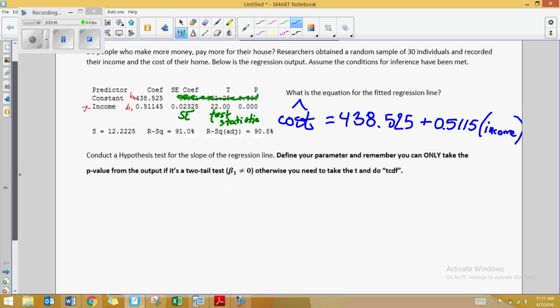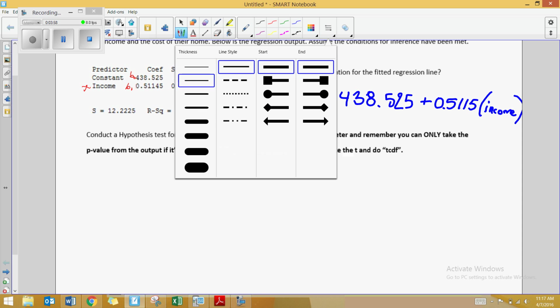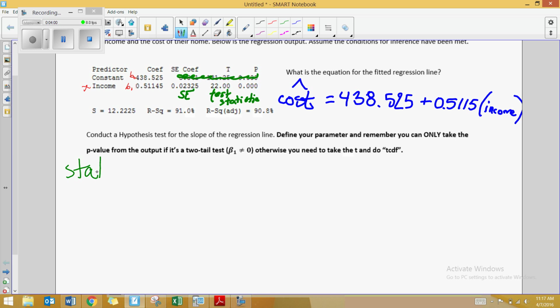Okay, so down here it says conduct a hypothesis test for the slope of the regression line. Define your parameter, and remember you can only take the p-value from the output if it is a two-tailed test. So let's see what type of test this is. So we'll go ahead and state our hypotheses first. My null hypothesis for these regression hypothesis tests is always that the slope is 0, which means there's no linear association between these two things.